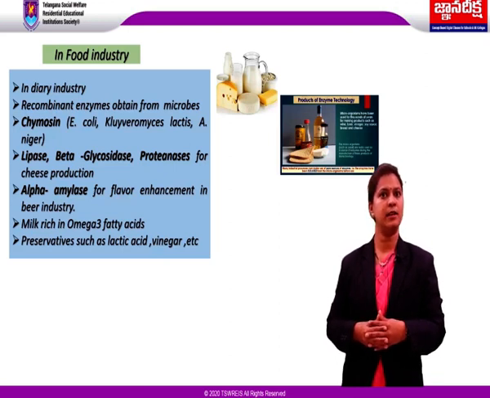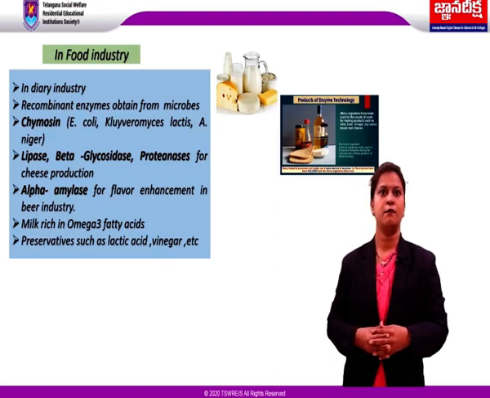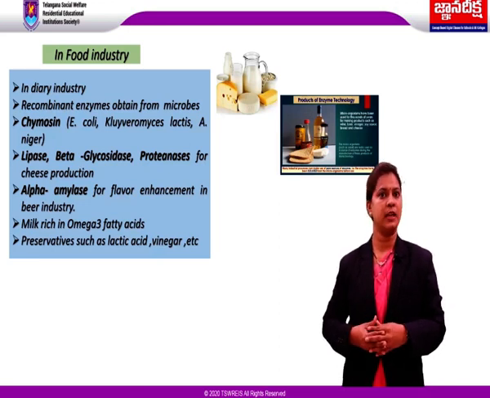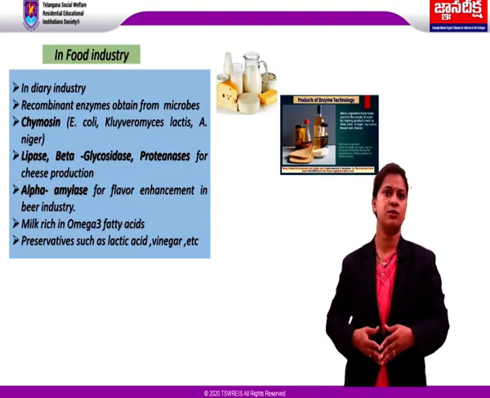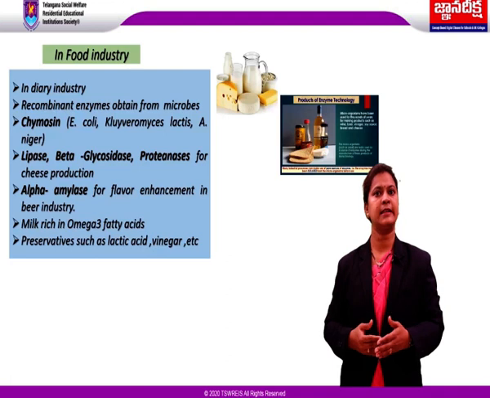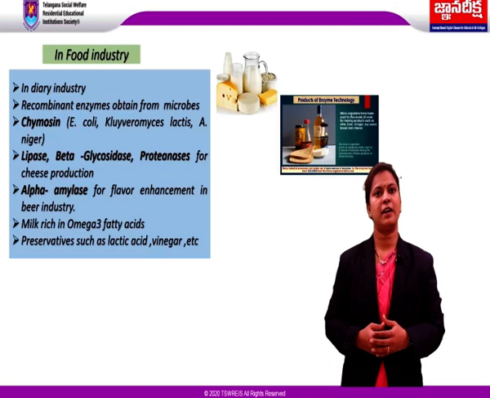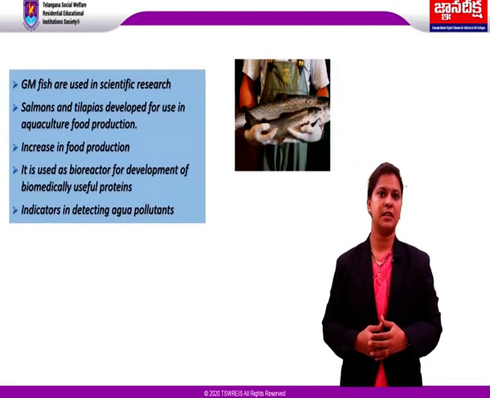Milk rich in omega-3 fatty acids, generally found in fish oils and nuts, protects against heart diseases and plays an important role in brain functioning. Genetically modified cow milk with high levels of omega-3 fatty acids has been produced. Preservatives such as lactic acid, vinegar, etc. are also being produced. Genetically modified fish are used in scientific research, like salmons and tilapias developed for use in aquaculture food production.